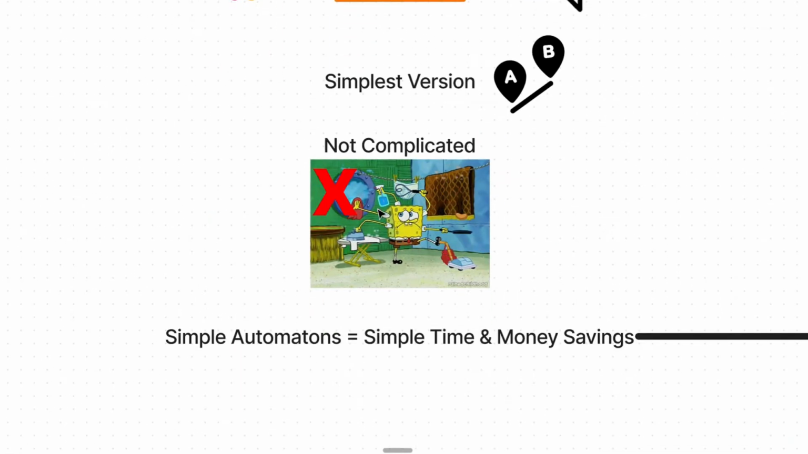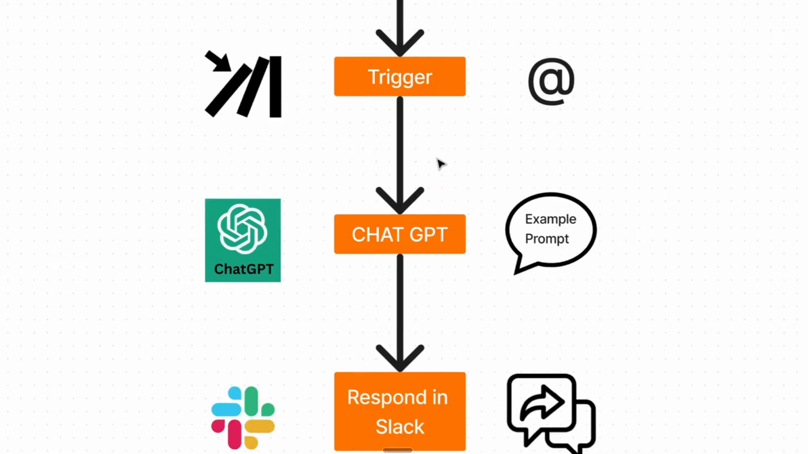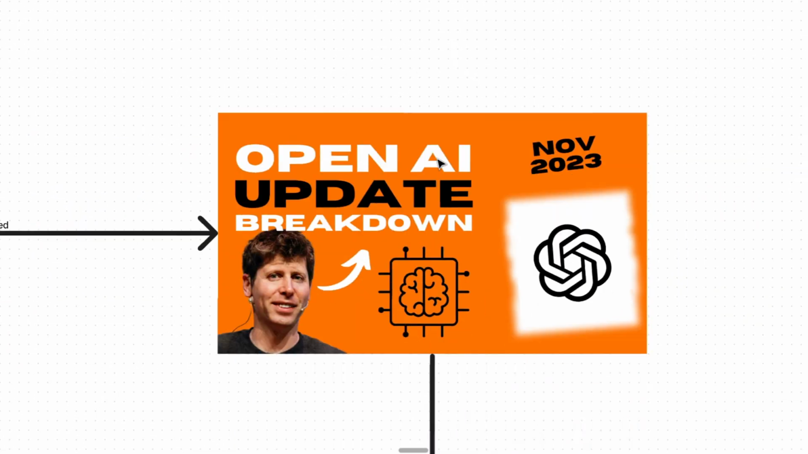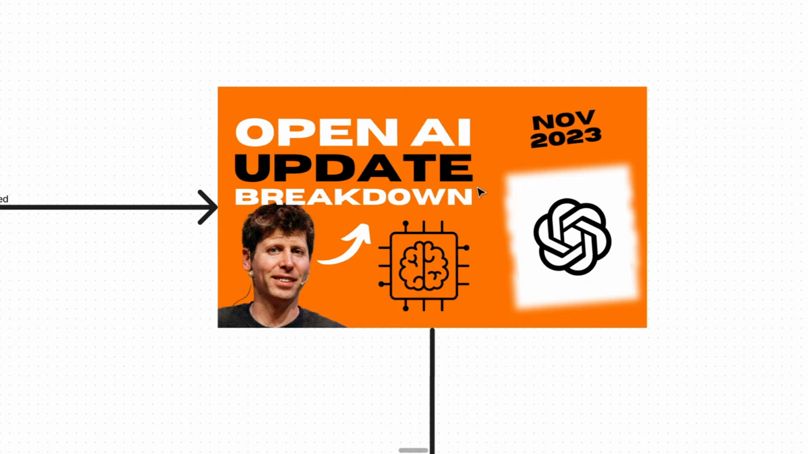Now guys, this is literally the simplest version. It's not complicated at all, and it's very, very general. But simple automations equals simple time and money savings. So it's not a bad thing if you just want to use this, but there is a way which is a bit more complicated, and that involves using GPTs from the OpenAI update.